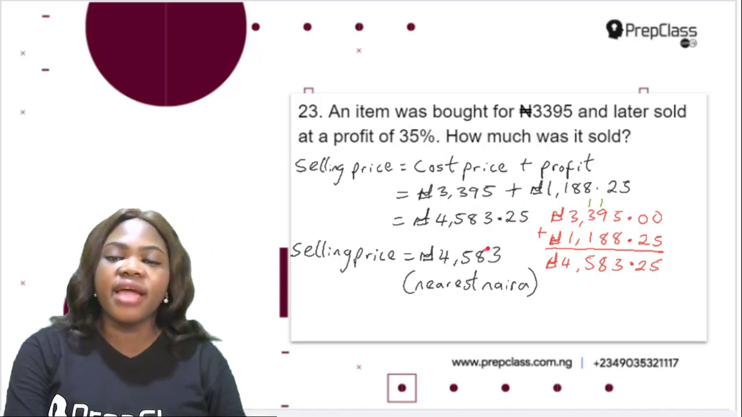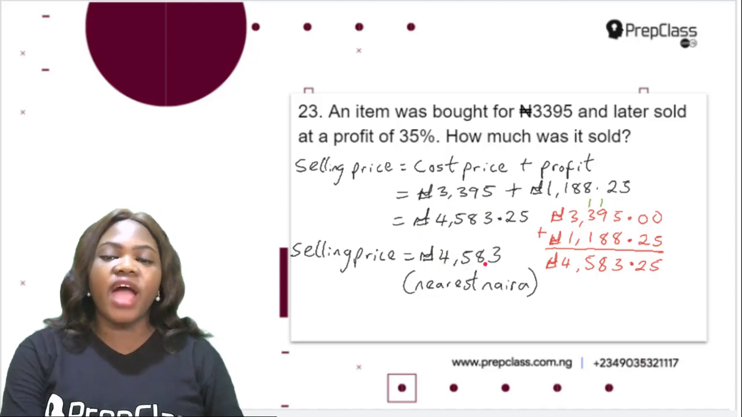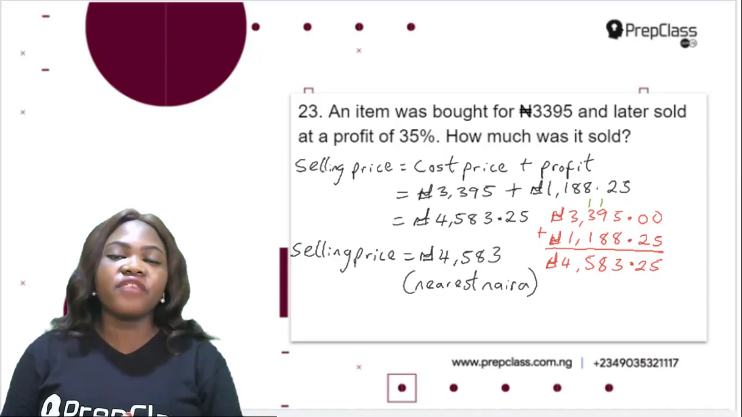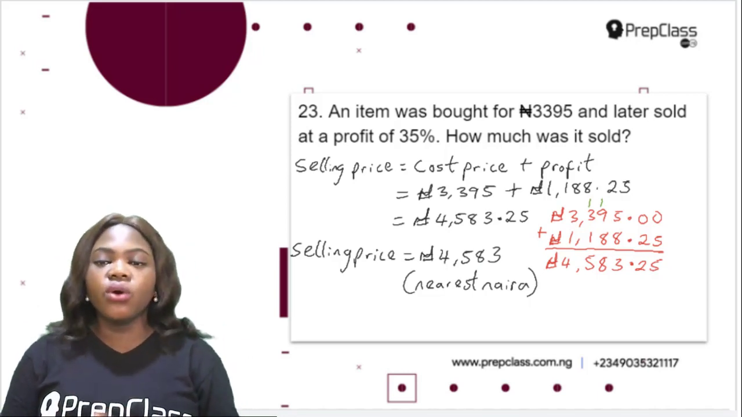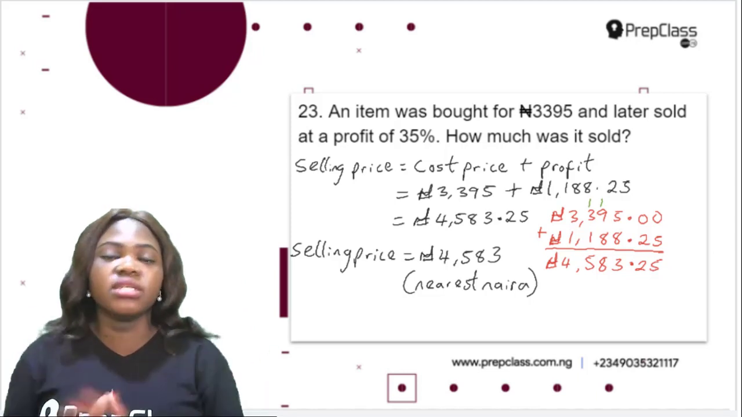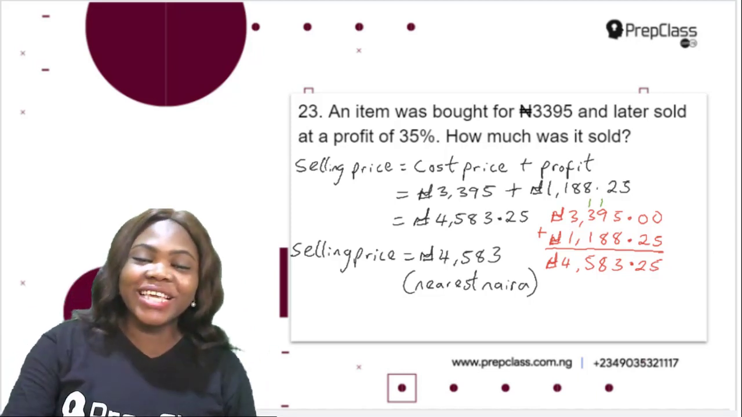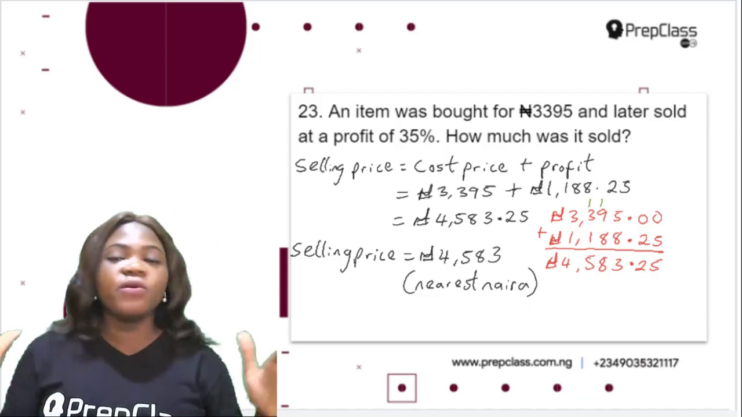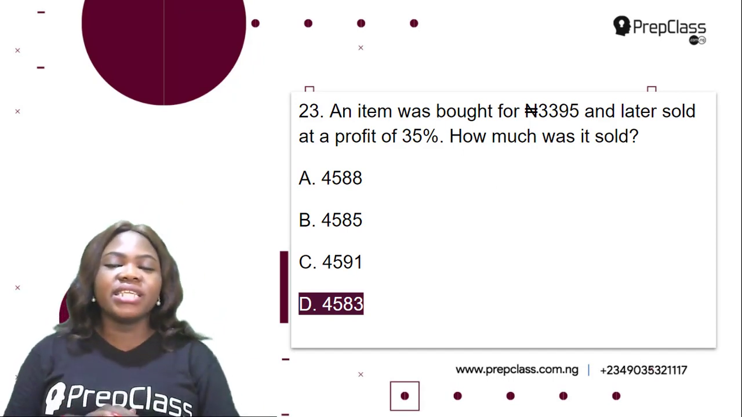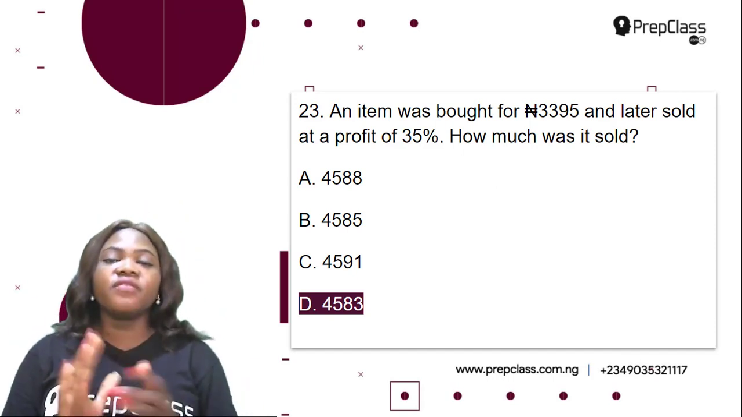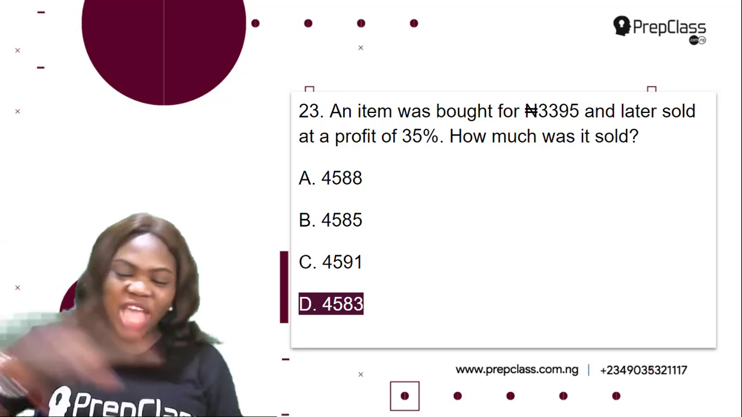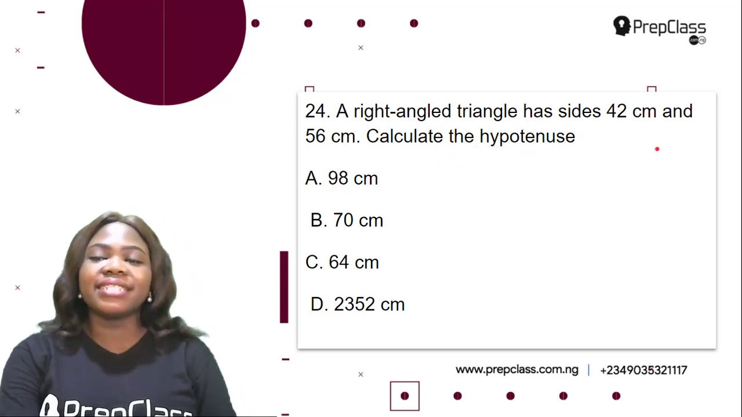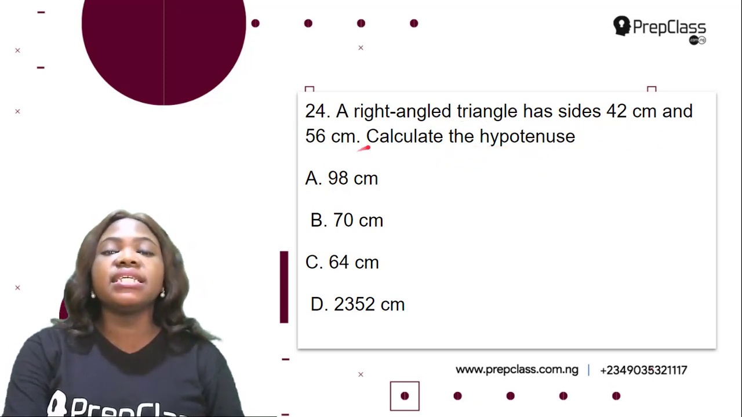So to convert this to the nearest naira, it is 4,583 naira. So the selling price is 4,583 naira. So this item was sold for 4,583 naira. So you can see that this is very easy. Find the profit and then use it to find the selling price. As simple as ABC. Okay, so the correct option here is option D, 4,583 naira. Check.